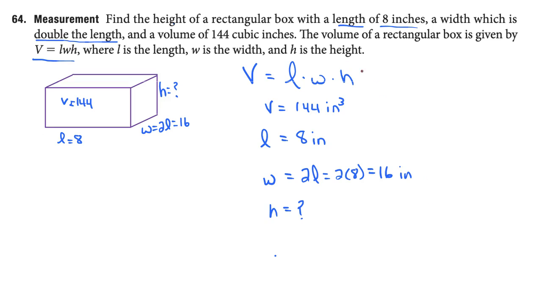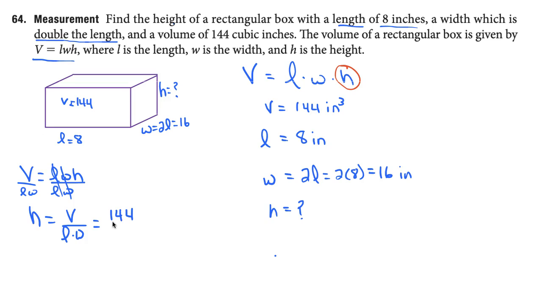I'm trying to find the height, which is here, and you can go ahead and rearrange it first or not. Again, it doesn't matter. So we've got V equals LWH. Looking for the H, so I'm going to divide both sides by LW, and these two divide out, and I'm going to switch sides so the H is on the left. H equals V over L times W. Okay, so V was up here, that's 144, and L is 8, and W is 16. So if you work that out, you get 144 over 128.